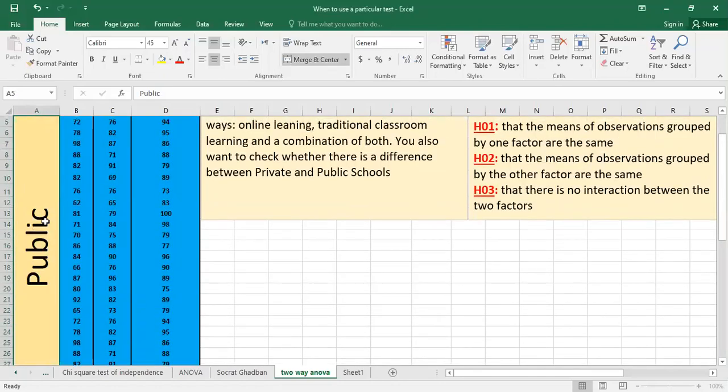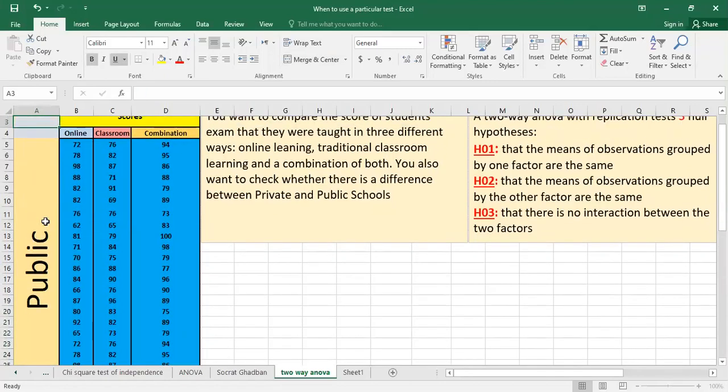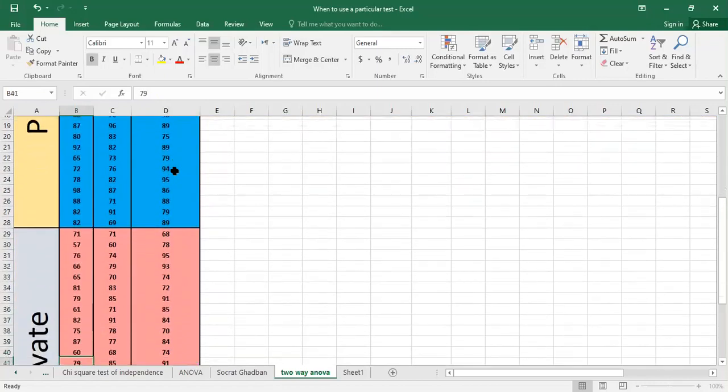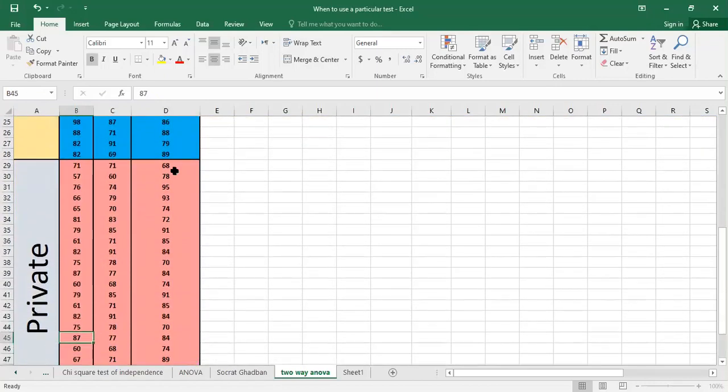So a two-way ANOVA is usually done with replication, which means more than one observation for each combination of nominal variables. So here, public, for example, I have the first observation for online, for classroom and combination, and I have a second one and also a third one. This is why we say it's replication. The same for private, okay? So we're having several observations for private and for the different teaching methods that we're having.